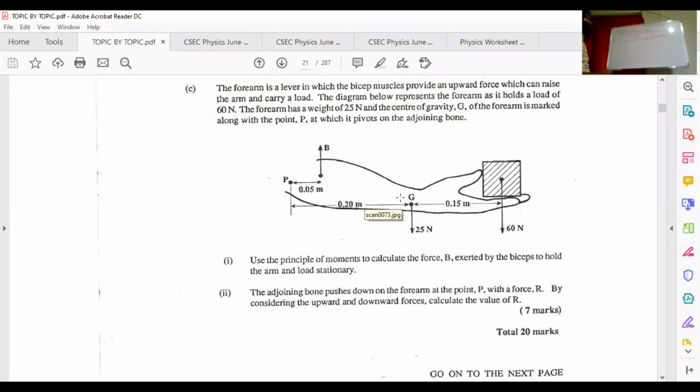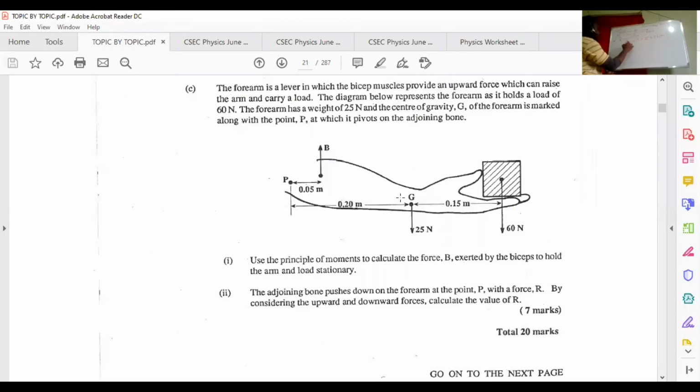Great. Just for purposes, let me connect and show. The 25 force going down, we continue it to our pivot point. That shows it's a clockwise motion. Or the 60 going down, we connect it up to our pivot point, also going clockwise. And then B is going up, and we continue to our pivot point, then that is anti-clockwise. So we have 25 and 60 going clockwise and B going anti-clockwise.